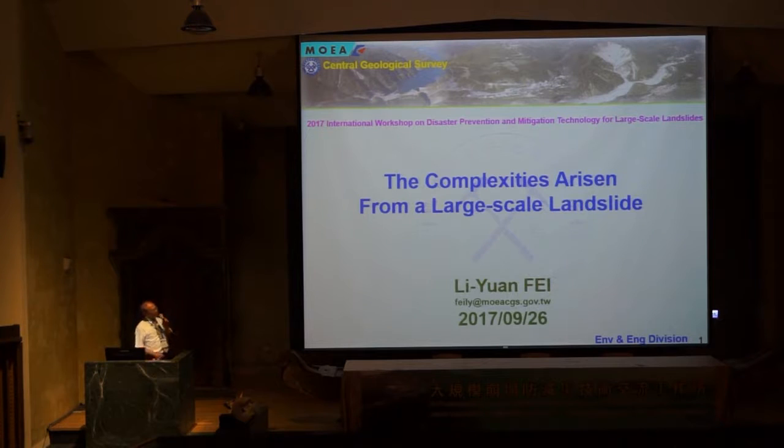As you see, the title I want to talk about is the complexity arising from a large scale landslide. Maybe it's confusing for you, but I want to talk on two sides. One is because most people, when they conduct a large scale landslide project, maybe think it's a new issue, and we have different ideas, or we don't know very clearly about this issue.